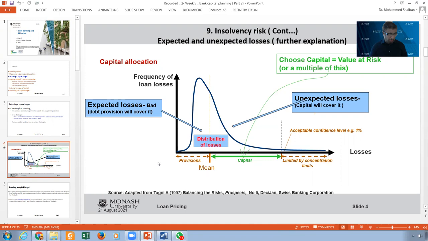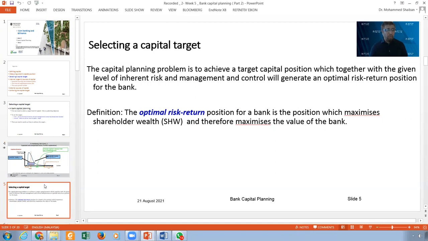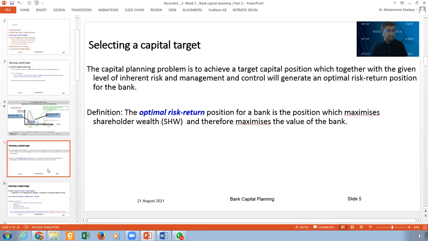Now, you are not responsible for explaining all of this. I'm just giving this graph to bring you with me in this story. If we know this, then we move to the next step. The capital planning problem is to achieve a target capital position, which together with the given level of inherent risk and management and control will generate an optimal risk-return position. So what is the optimal risk-return position? It is the position that maximizes the shareholders' wealth. I can take risk as much as I can, as long as there will be more return, and at the end of the day, this mix, which I call a trade-off, will increase the shareholders' wealth.